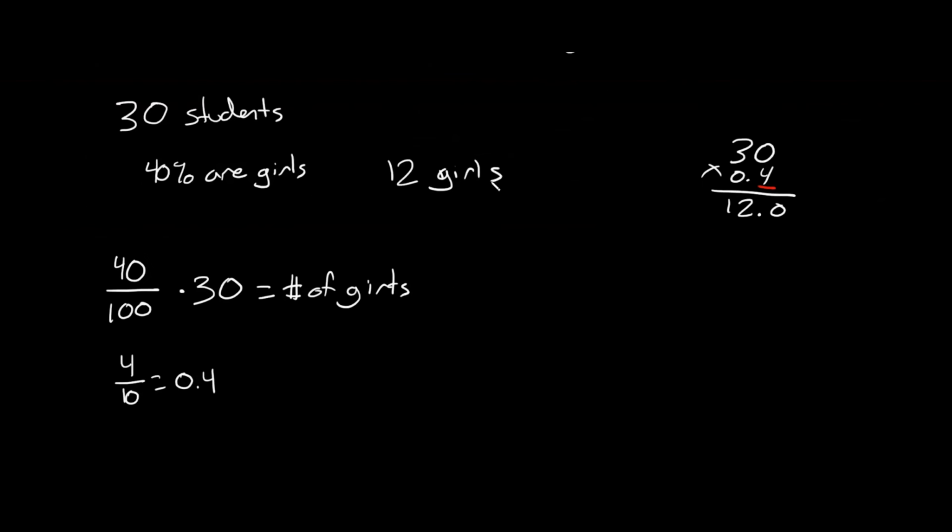12 girls. And let's say we wanted to find the boys. Well, we could subtract the number of girls from the total number of students. So there are 30 students total, and then we're going to subtract the number of girls. Then this is going to give us 20, or 18, sorry. And then there are 18 boys.